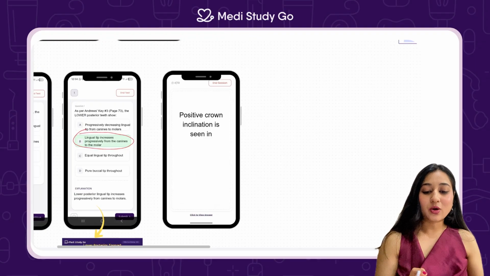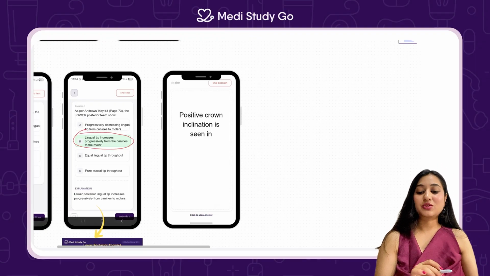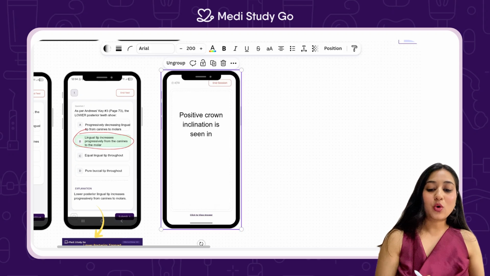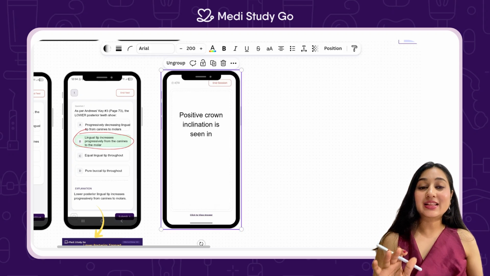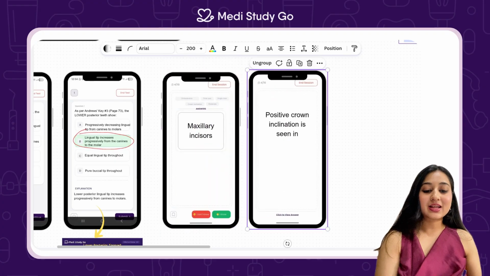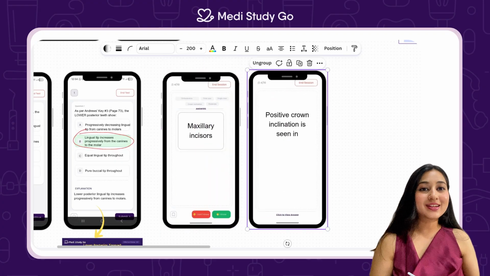Now, positive crown inclination is seen in. So the MCQ was all about the posterior teeth. This is all about the anterior teeth, especially the maxillary incisors, because the maxillary incisors show a positive crown inclination.